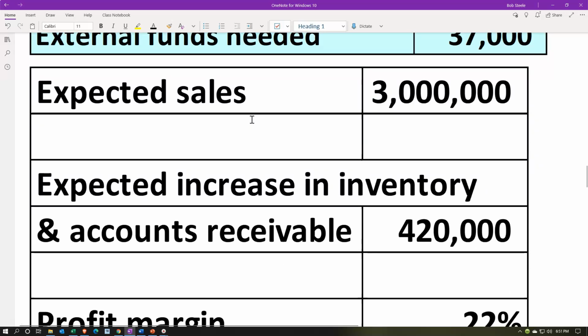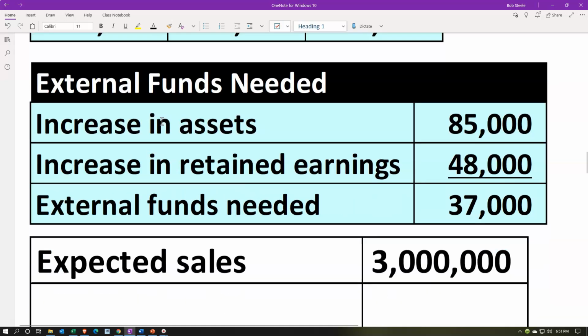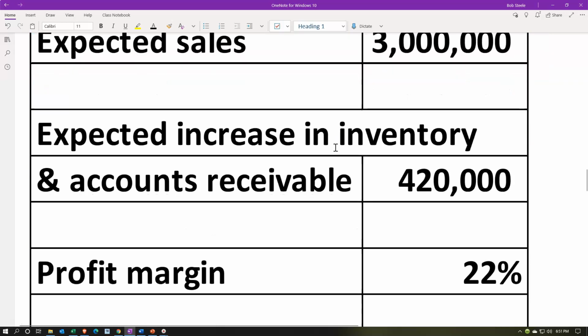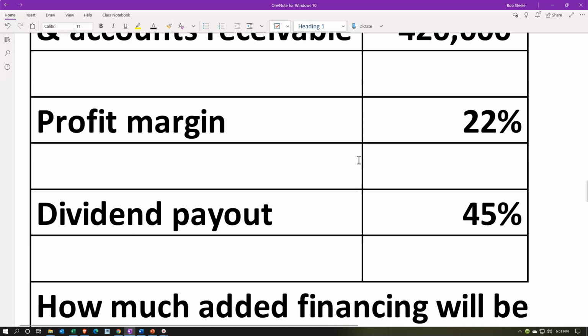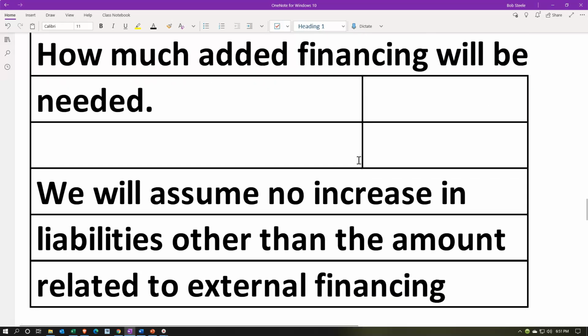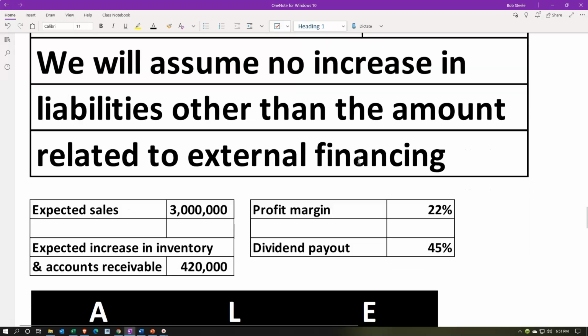And in order to do that, we'll start thinking about the types of assets that we're going to be increasing to finance, and whether those are long-term or short-term. But let's do this again. We'll do this example again here. So we have the expected sales of 3 million this time. The expected increase in inventory and accounts receivable is 420,000, and then the profit margin is going to be 22%, the dividend payout 45%. How much added financing will be needed? We will assume no increase in liabilities other than the amount related to the external financing.